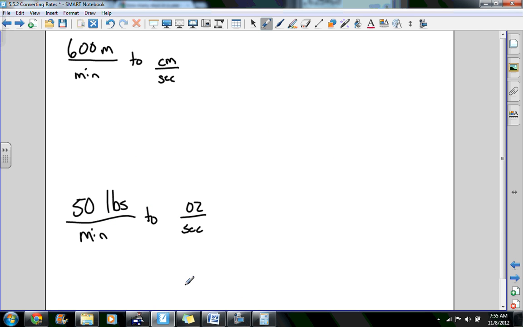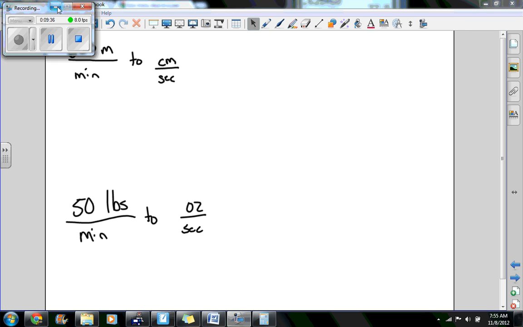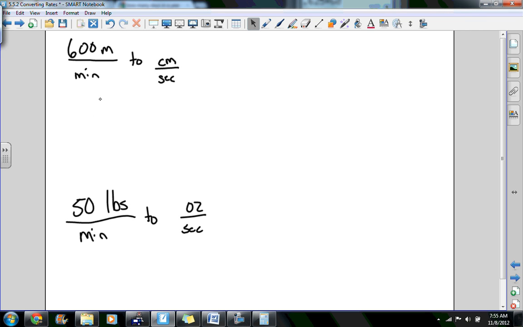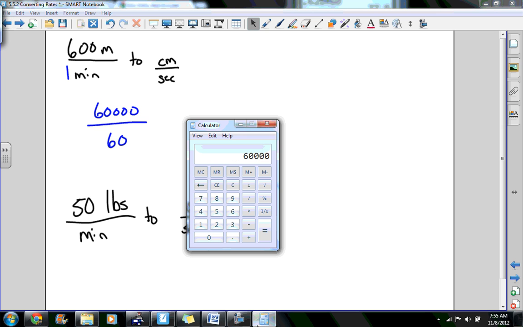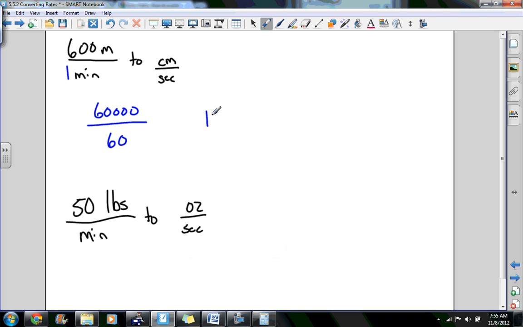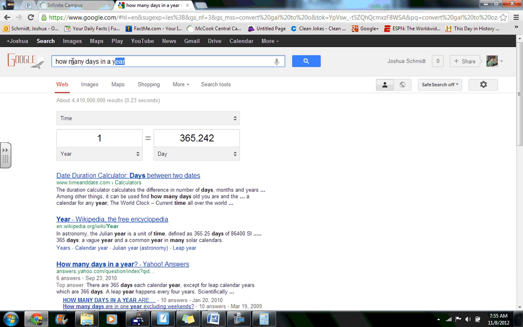All right, try these 2 on your own. Okay, we're going to move a little quicker here. So there are 100 centimeters in a meter, so you should have gotten 60,000, and changing 1 minute to seconds is 60. So it gives us 1,000 centimeters per second. And on the bottom, you needed to figure out how many pounds are in an ounce, and I have no idea.